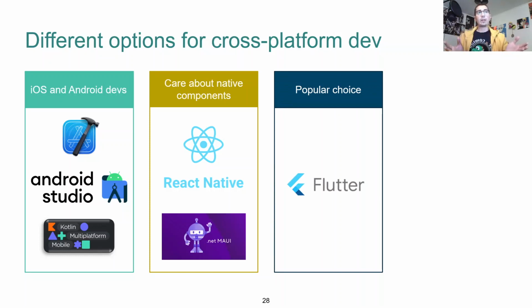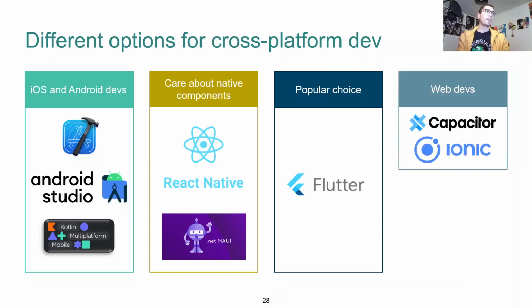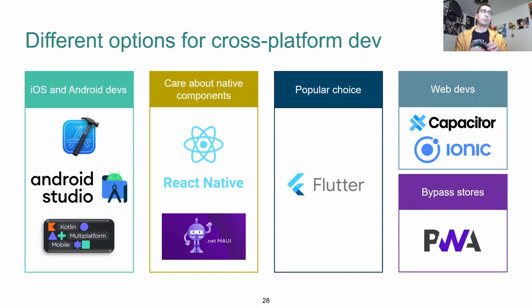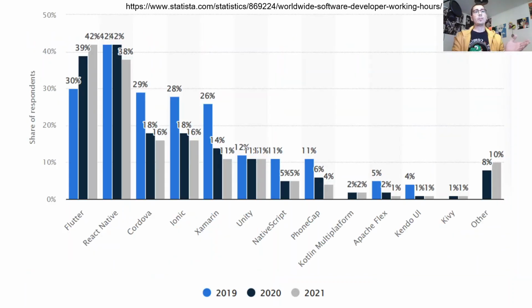And if you don't care about native components, the popular and default choice is Flutter. If you have web development already done and you want to make it an app, use Capacitor or Ionic. And finally, if you want to bypass the stores, use progressive web apps. That's the safest choice if you want to bypass the stores. There are also some numbers showing that Flutter and React Native are still the most popular choices, so maybe by default, start with Flutter or React Native.